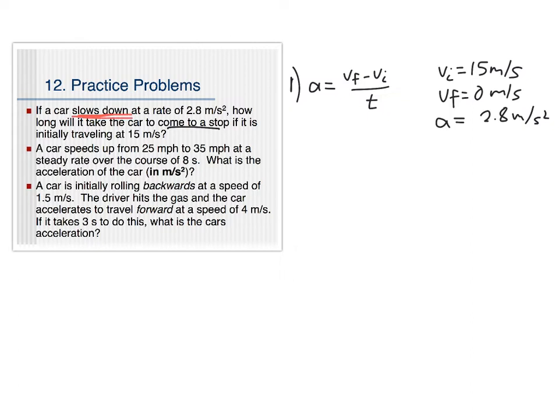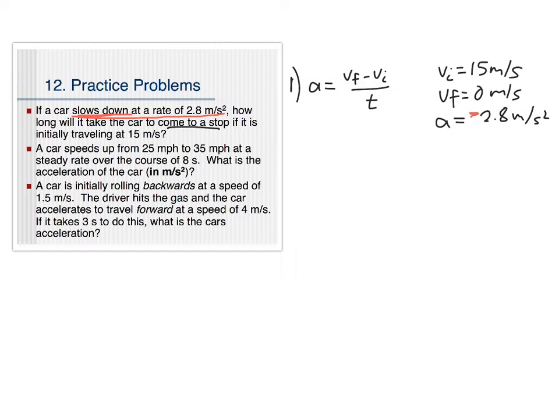It tells us that the car slows down at a rate of 2.8 meters per second squared, which means I need to indicate that my acceleration and my velocity are in opposite directions, because that's what happens when you slow down. So that acceleration actually needs to be a negative 2.8. And that's going to make things work out correctly mathematically. Otherwise, I'd end up with a negative time, which we can't have.